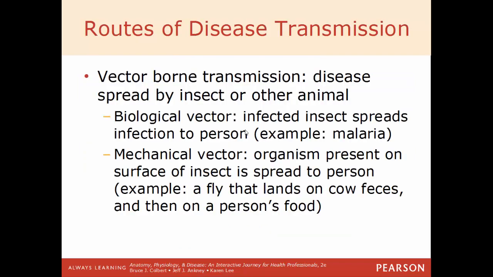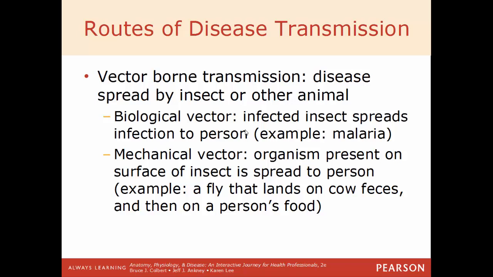All right, next we'll talk about various routes of disease transmission. The first one is vector-borne transmission. These are diseases that are spread by insects or by other animals. Some examples: a biological vector is when you have an infected insect spreading a disease from itself to a person. A very classic example is malaria. Whenever you are bitten by a mosquito that is infected with this protozoan, that's how you spread malaria. That's why mosquito nets are often used as a very effective way to help contain the spread of malaria.